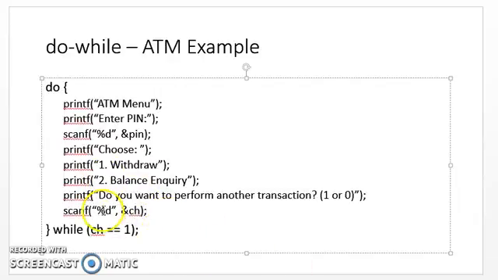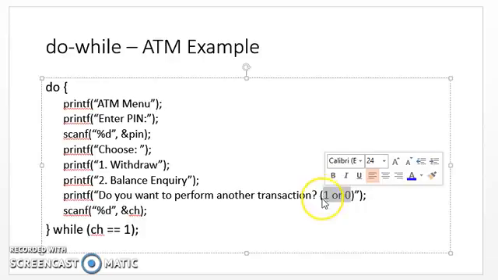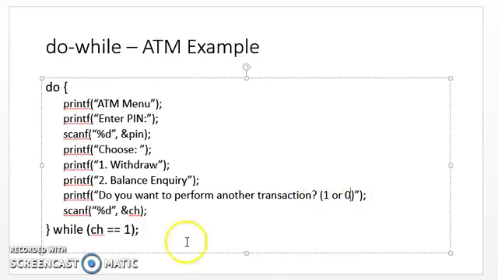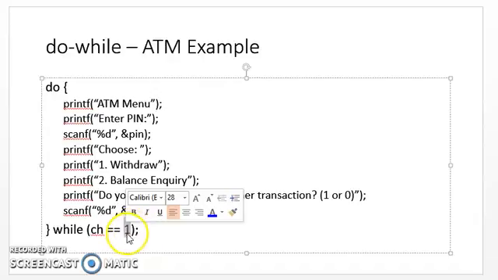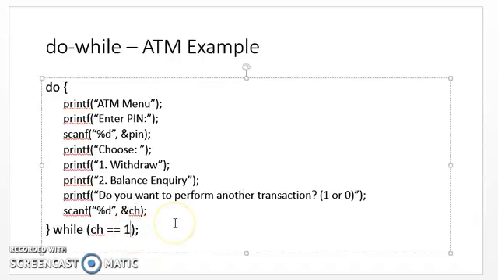And after it asks a statement like, do you want to perform another transaction, the user has to enter a value 1 or 0. If the user enters 1, the loop will continue. If the user enters any other value which is not 1, or maybe if he enters a 0, then the loop will stop. So there will be at least one execution in case of do while.